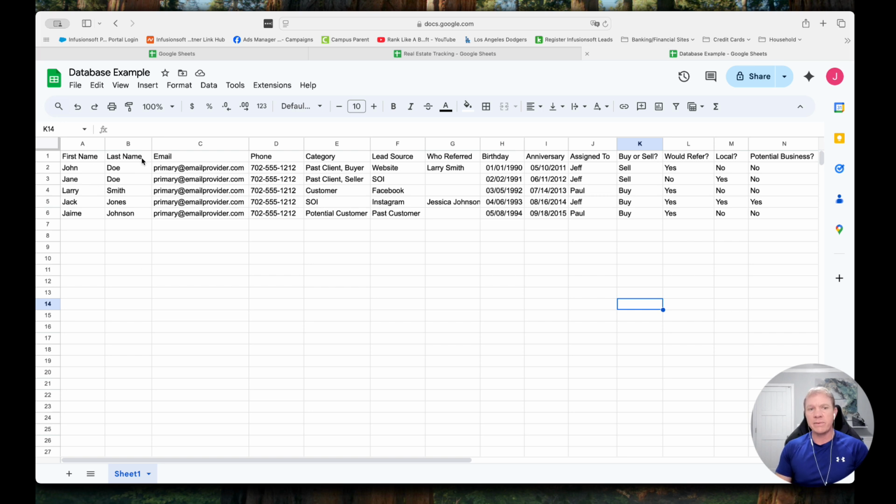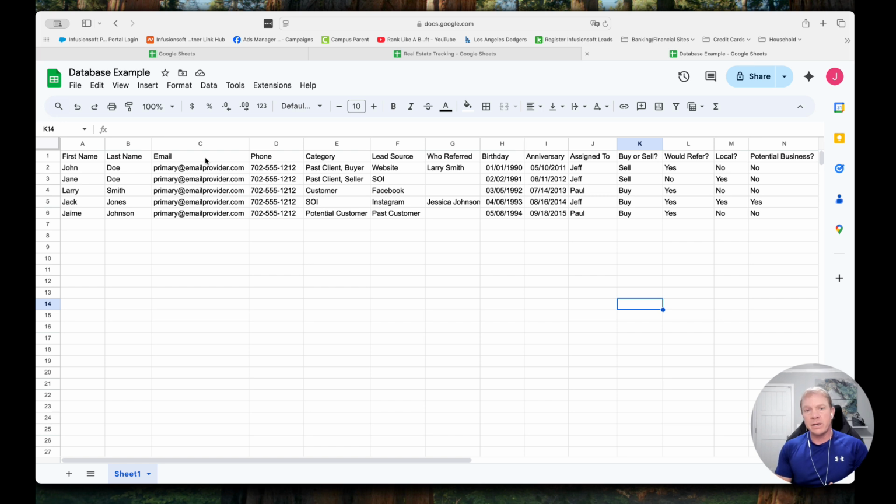So we do recommend having first name and last name split up as part of the database setup, assuming, of course, that the CRM you're working with does have those separated. Most that we work with do, so I recommend having it in that format.